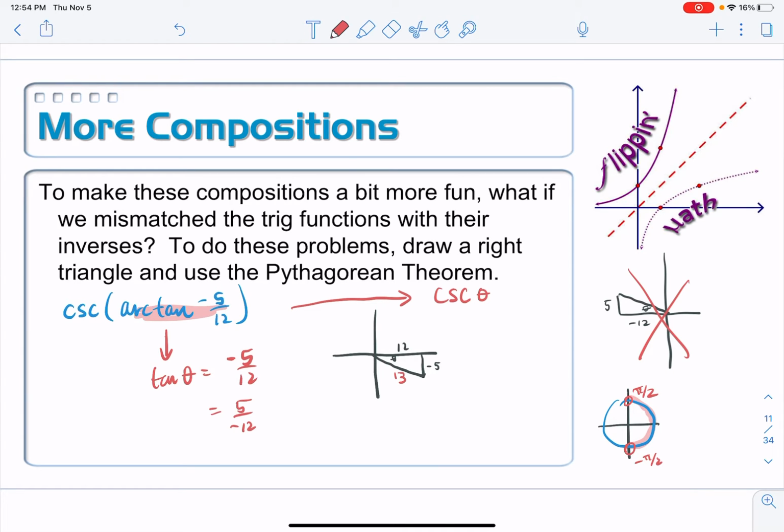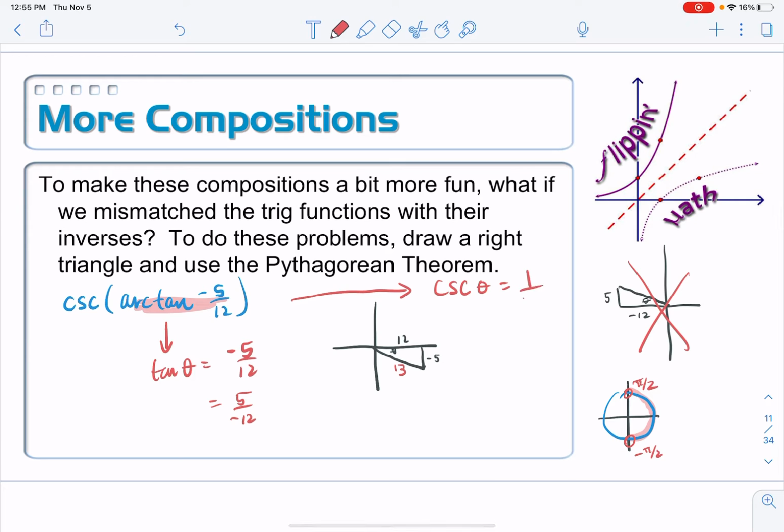Whatever, it doesn't even matter. I want the cosecant, which is a ratio of sides. I don't tend to use cosecant. Instead, I think of it as 1 over sine, the reciprocal of sine. And sine's really easy to find.